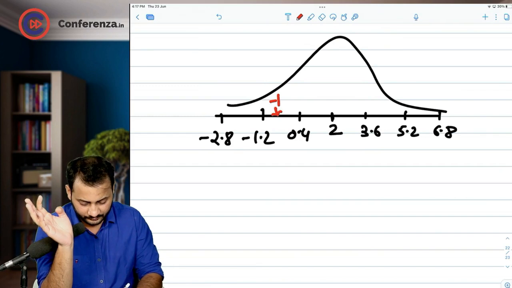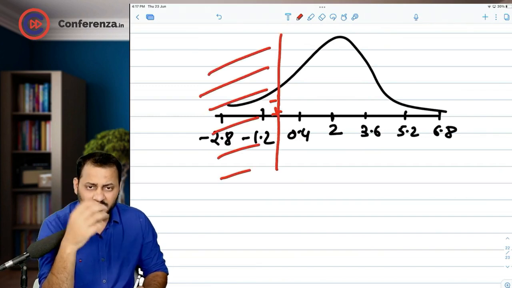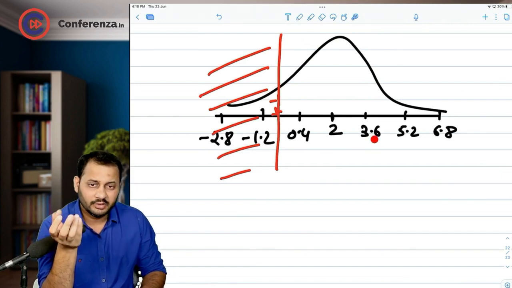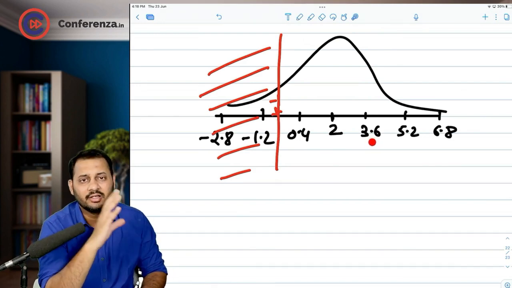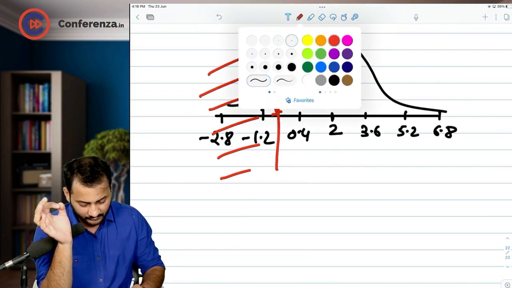That means this area. But we do not have such a table where our profit and losses are given. We have a standard table in the market. We have a standard table.